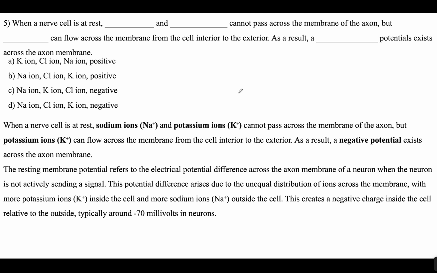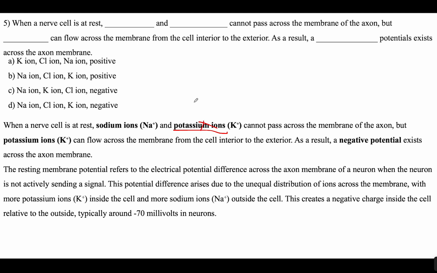Next, sodium ion and potassium ion cannot pass, but chlorine ion passes and a negative potential exists. The fourth option is sodium ion and chloride ion cannot pass, potassium ion can flow, and a negative potential exists. So the correct answer is, when a nerve cell is at rest, sodium ion and potassium ion cannot pass. Sorry, not sodium ion, it's chlorine ion.